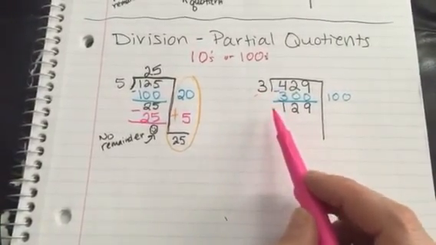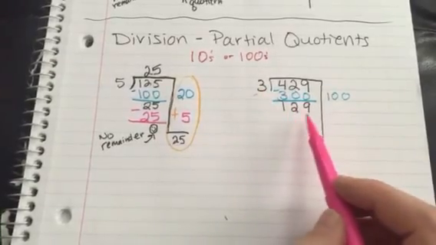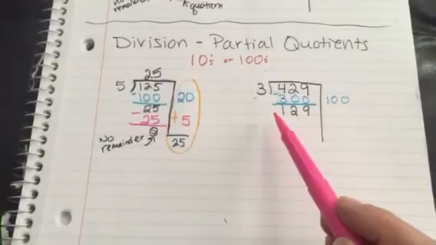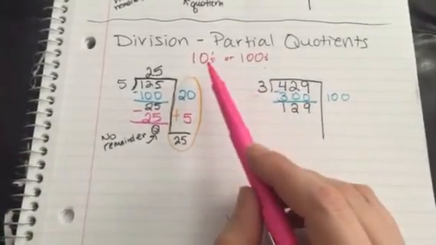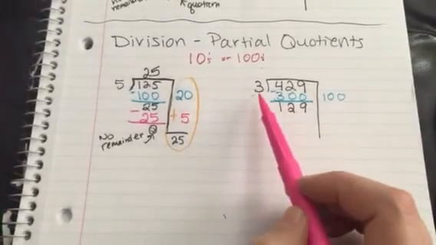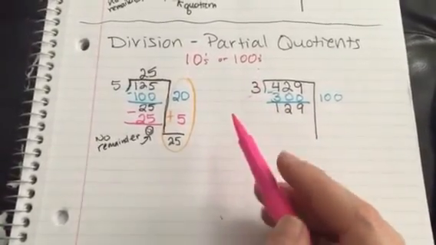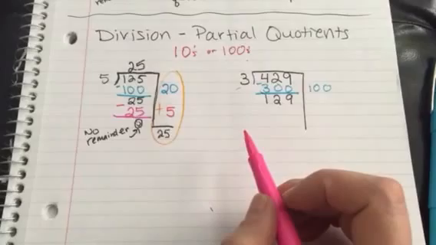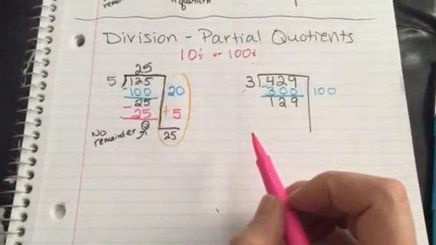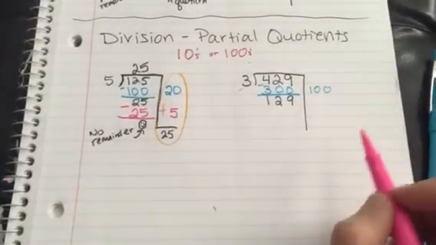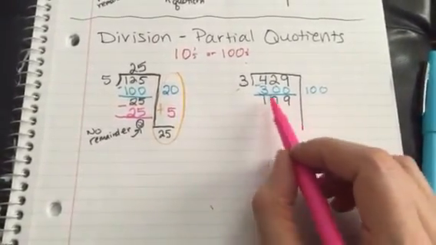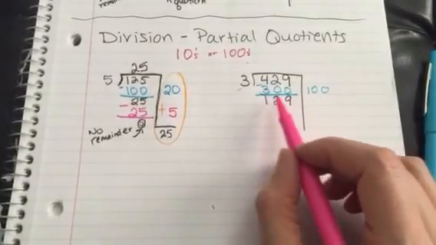So if I divide that 3 into 129, I've got to think about, well, I can't do another multiple of 100 because 3 times 100 is 300, but I could do a multiple of 10. So I'm going to think of my multiples of 10 times 3. So 3 times 10 is 30. 3 times 20 is 60. 3 times 30 is 90. 3 times 40 is 120. So 3 times 40 is my best choice of getting close to 129.